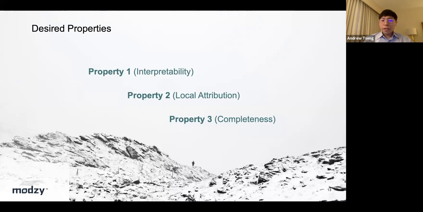The second property is called local attribution. This is a property that is almost the same as what is stated in LIME. Our method is a local method. With a given input, we provide explanations. We don't need to access the whole training data set. An input with an explanation, that's all. It's local attribution.